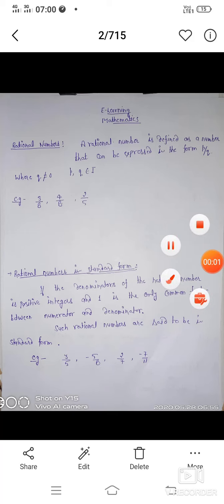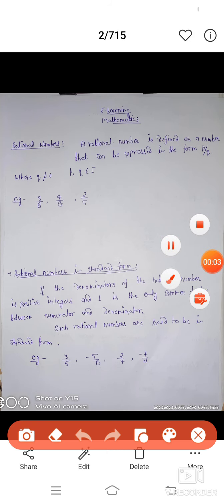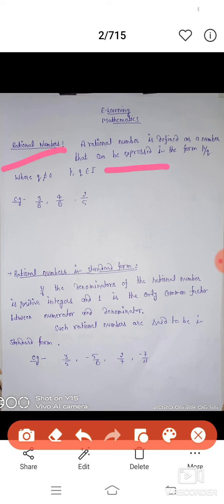Good morning, class. Today we start a new topic, rational numbers. First, we shall define what a rational number is. A rational number is defined as a number that can be expressed in the form of p upon q, where p and q both belong to integers and q does not equal 0.